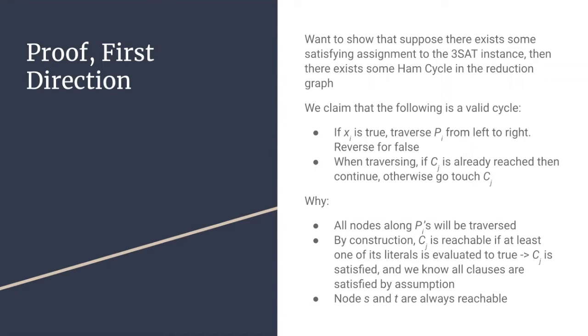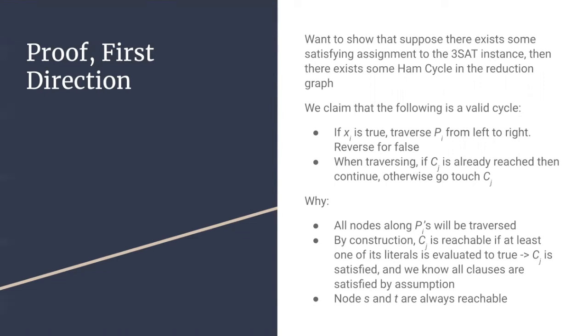Being a yes instance in Hamiltonian cycle only requires one valid cycle in the graph. So basically all we have to do here is to give an explicit construction of a valid cycle according to the truth assignment of the original formula. So here's how we do it. We claim that the following is a valid cycle. If x is true, then we traverse the path from left to right, and vice versa. And also while traversing, if the clause node is already reached, then you just continue and do nothing. Otherwise, if you can reach the clause node, then go for it.